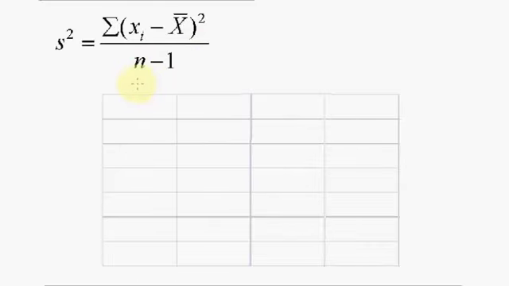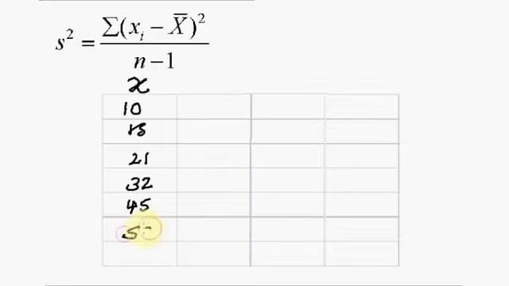In the first column, I'm going to put my x values. Those are my x of i. That just means all of my x values. Let's say I have a data set, and here are my numbers: 10, 15, 21, 32, 45, 59, and 63. I want to find the variance for this sample.